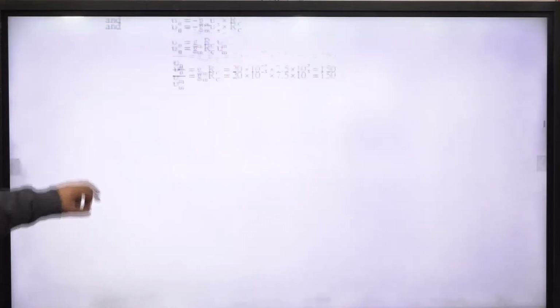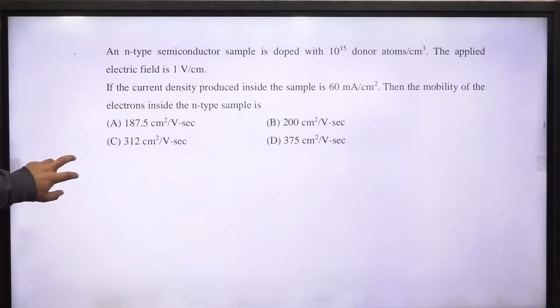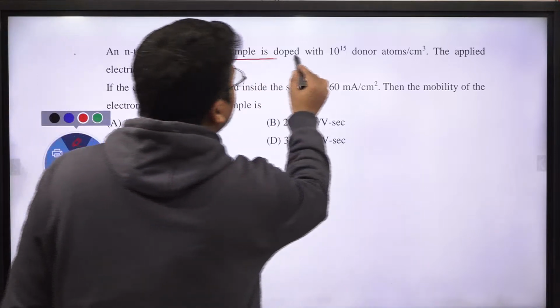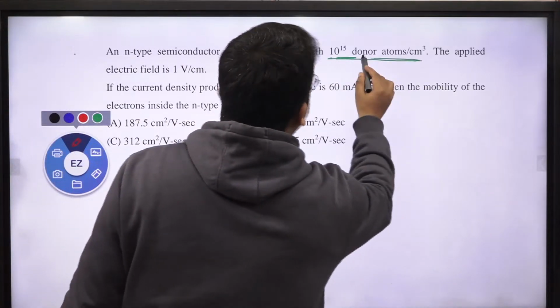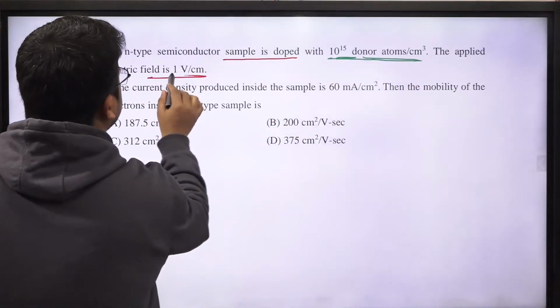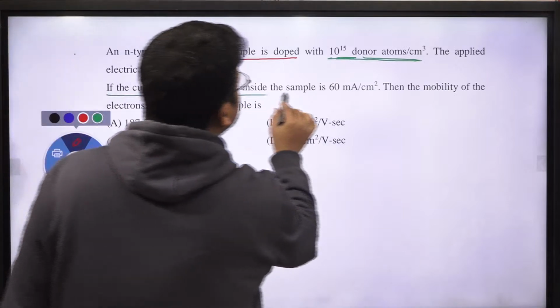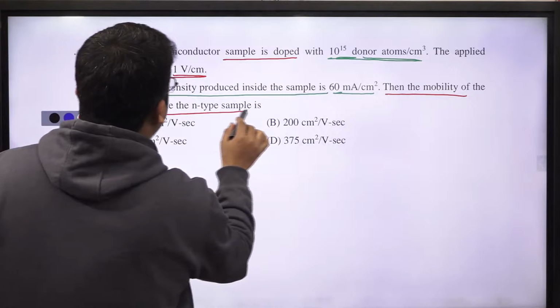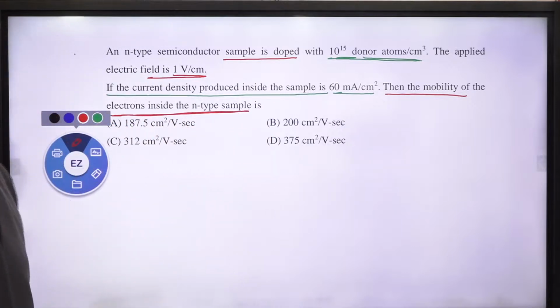Moving ahead to the next question, you can see the next question is again from the EDC. An N-type semiconductor sample is doped with 10 raised to power 15 donor atoms per centimeter cube. The applied electric field is this one. If the current density produced inside the sample is this one, then the mobility of the electron inside the N-type specimen is. Guys, tell me what will be the answer?